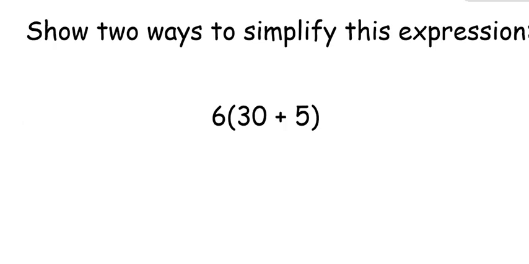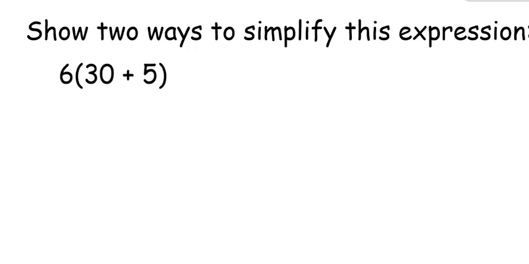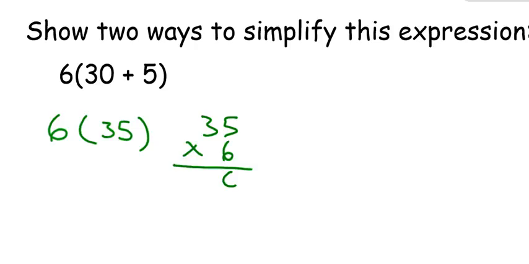All right, let's apply this principle. We can solve this problem in one of two different ways. The first way, following order of operations, says do what's inside the parentheses, and then do what's outside of the parentheses. So if I move this over here, inside the parentheses that's going to be 30 plus 5, so that's 35. Now my new problem is 6 times 35. And so 6 times 35, I can solve that, and I'm going to show you all my work.